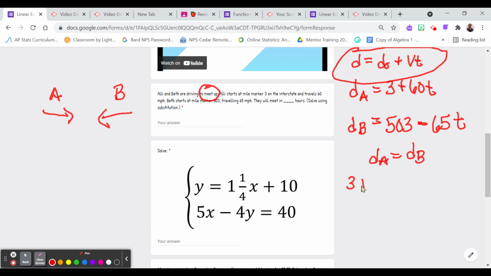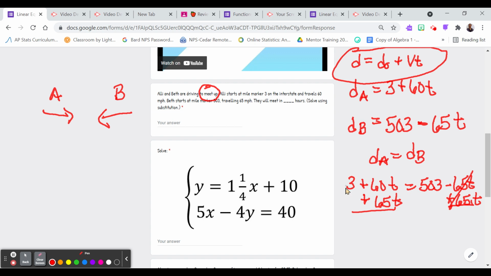So 3 plus 60t is equal to 503 minus 65t. And now I can just collect like terms and find my t. I'm going to move all of my t's to the left side. Don't have to, but I like my variables to be on the left side of my equation. So I'm going to add 65t here. If I add 65t here, I also have to add it right here. I have to do the same thing to both sides of the equation.